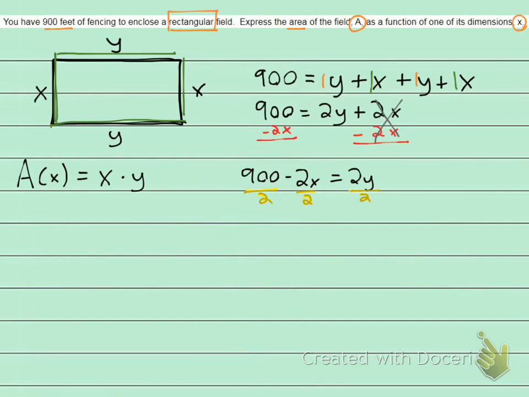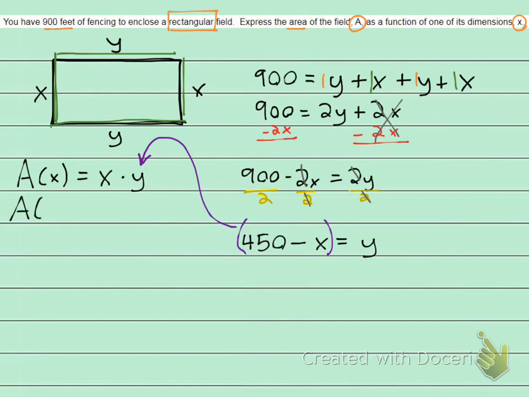All right, let's see what we have. 900 divided by 2 is 450. Minus, these 2's cancel, giving me a 1. They reduce down to 1x. Equals, and these 2's cancel, reducing down to 1, giving me a 1y. So guess what? I know what y is. y is 450 minus x. I'm going to take that and plug it in right there.